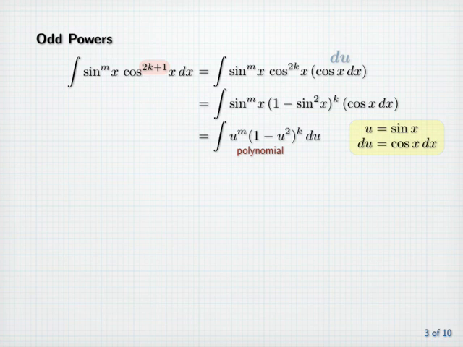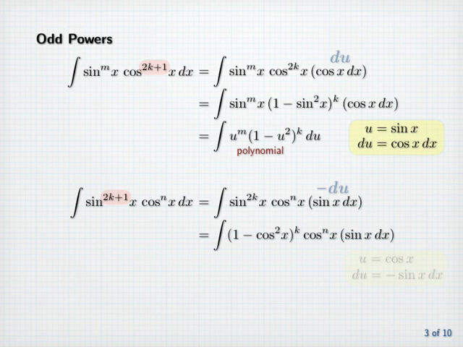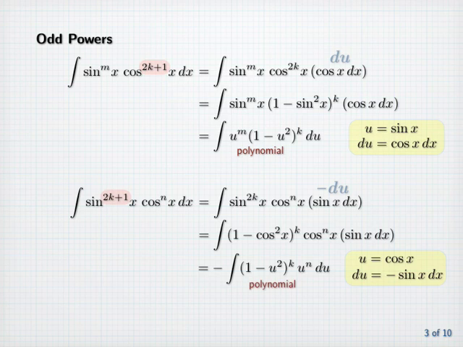On the other hand, if the power of sine is odd, then we group a factor of sine x with dx with the idea of substituting u equals cosine x. So we need to express the even power of sine in terms of cosine. So we replace sine squared with 1 minus cosine squared, and then make our substitution of u equals cosine x and du equals minus sine x dx, and again we get the integral of a polynomial in u.